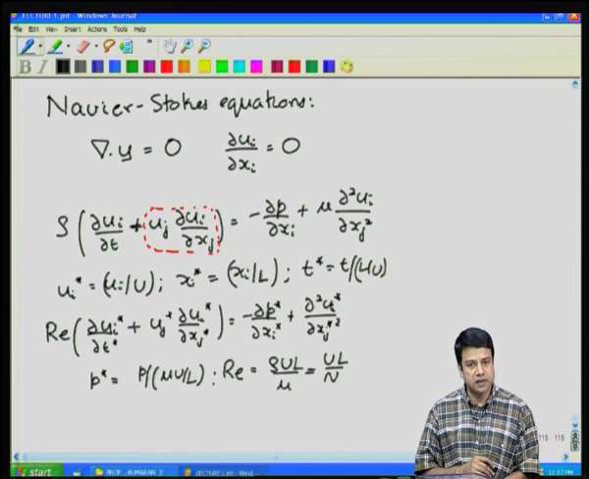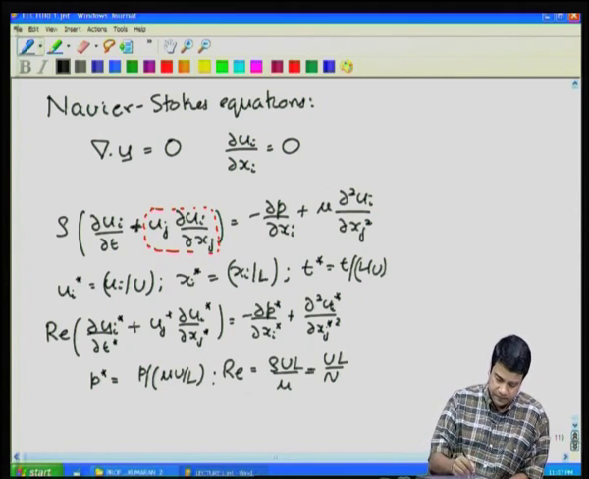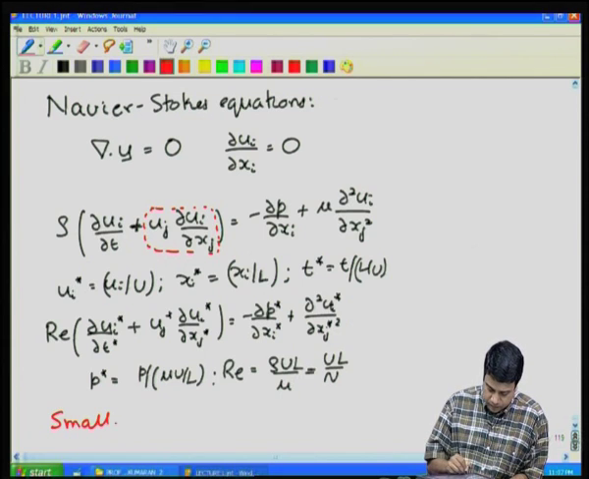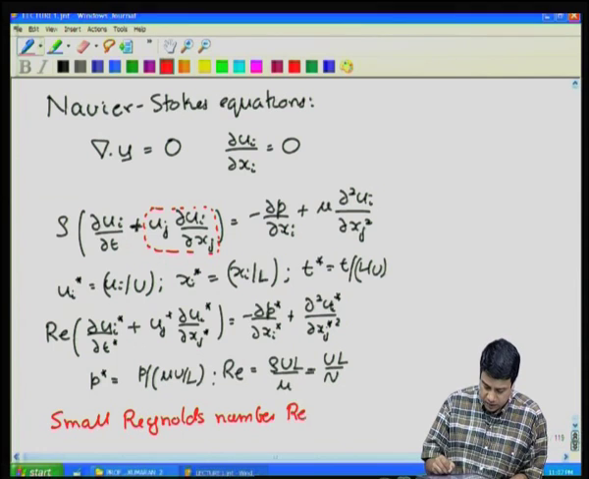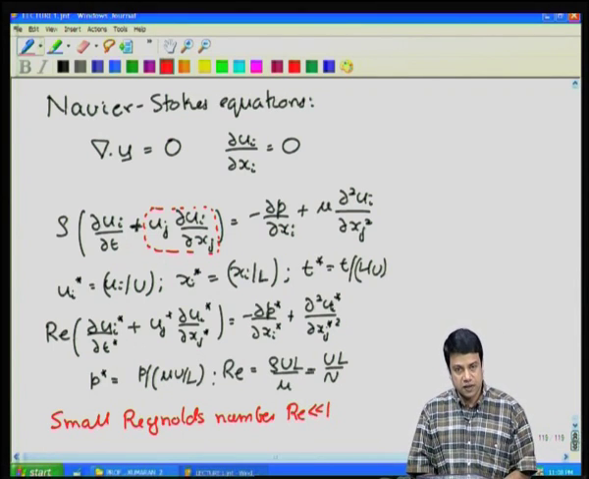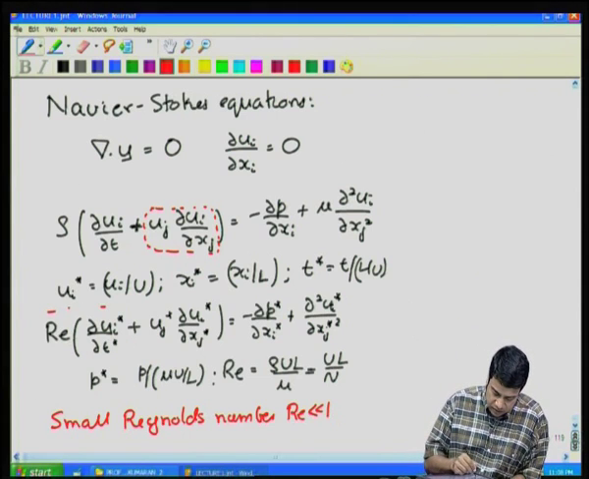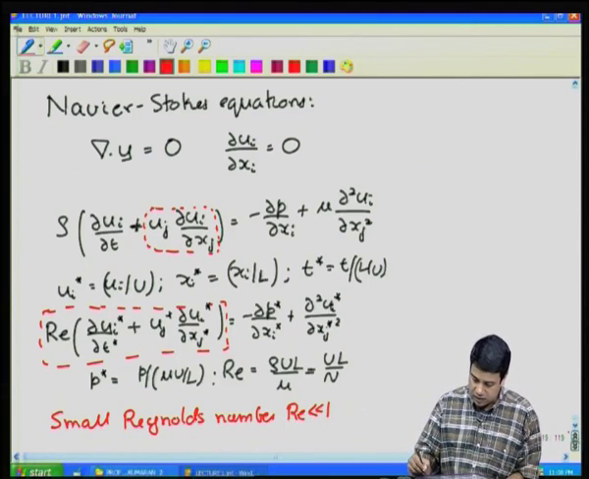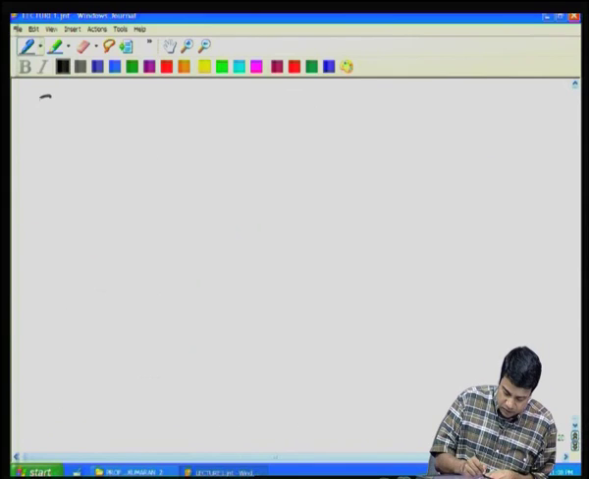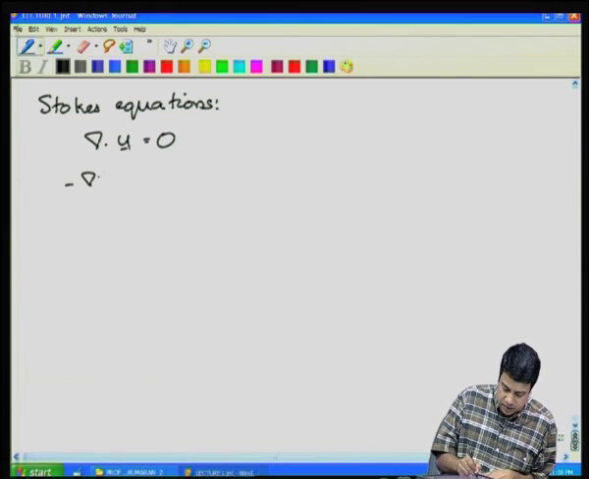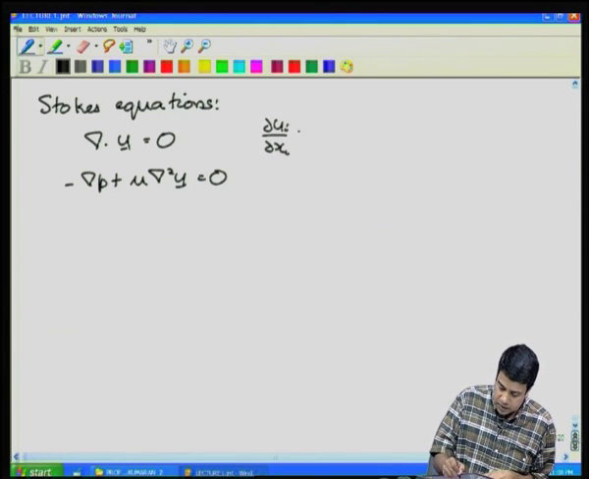So, the first limiting case that we will consider is the case where the Reynolds number is small. Okay. So, small Reynolds number, Re is small compared to 1. In that case what you do is you neglect the entire inertial term in the momentum conservation equation. Okay. And the reduced equations in the limit of small Reynolds number are called the Stokes equations. These reduced equations are del dot u is equal to 0 and minus grad p plus mu del square u is equal to 0, or in indicial notation partial ui by partial xi is equal to 0.